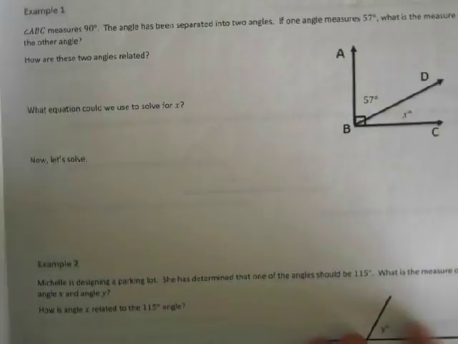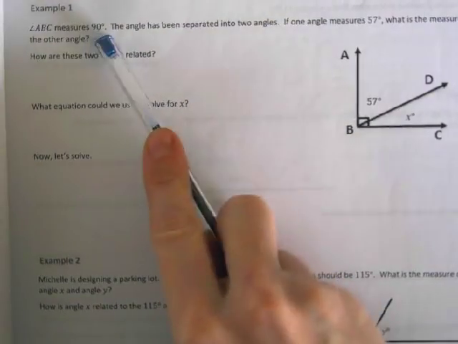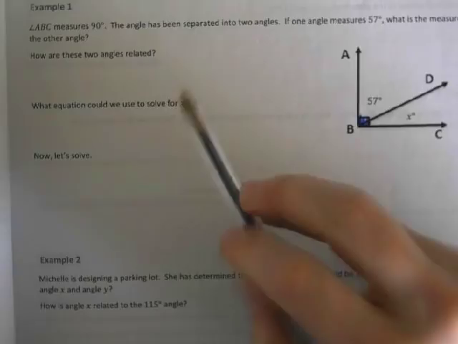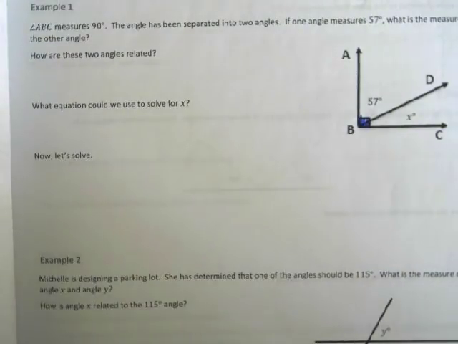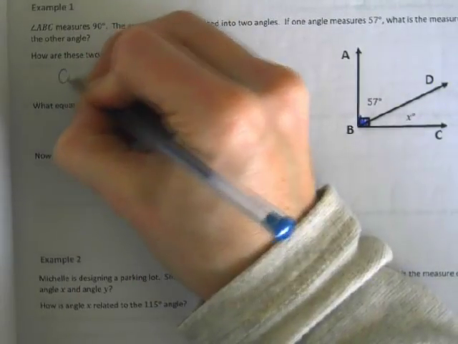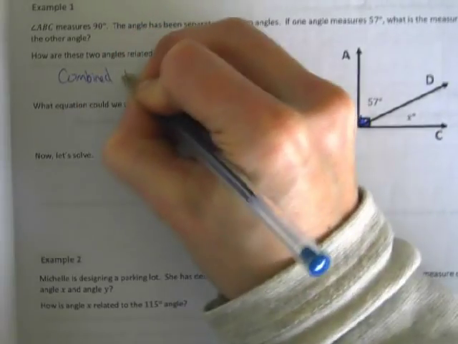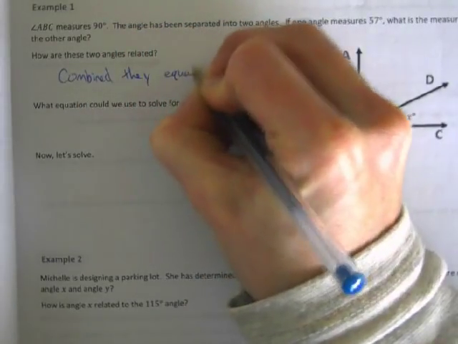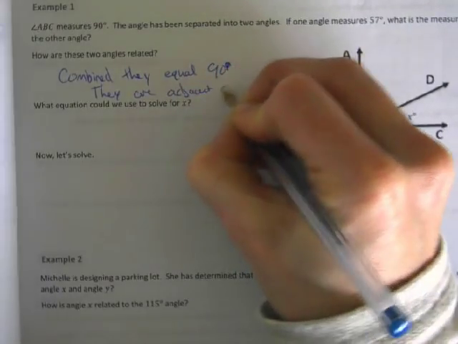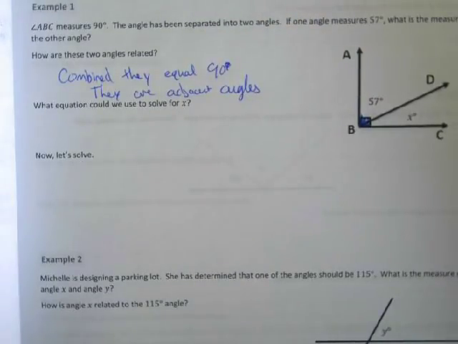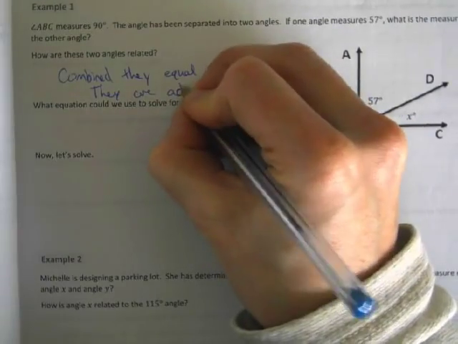So it says angle ABC measures 90 degrees, and you know that because of this box right here that signals that it's 90 degrees altogether. The angle has been separated into 2 angles. If one angle measures 57, what's the measure of the other angle? How are these 2 angles related? Well, combined, they equal 90 degrees, and they are adjacent angles because they're next to each other.